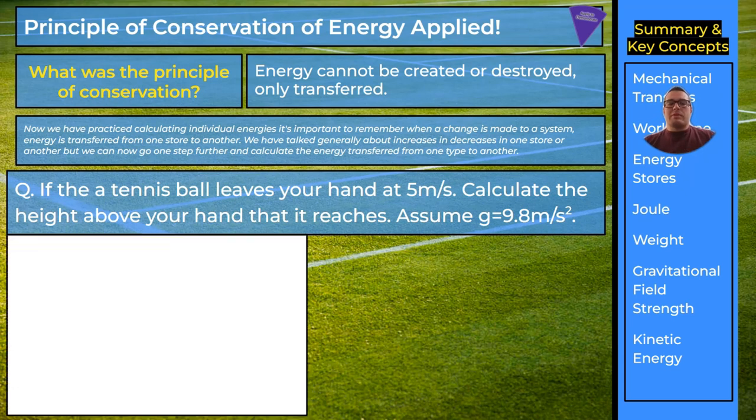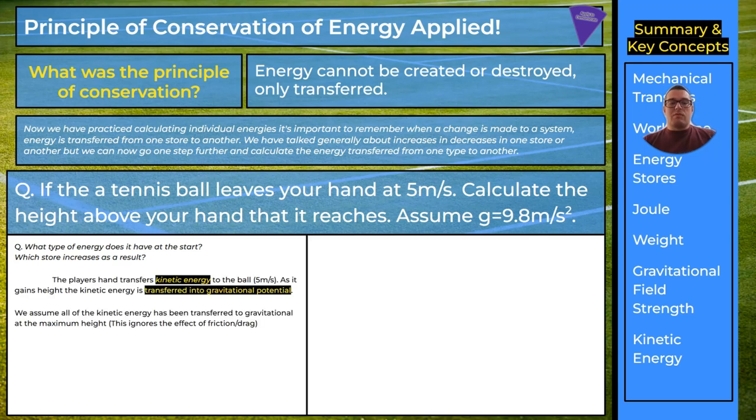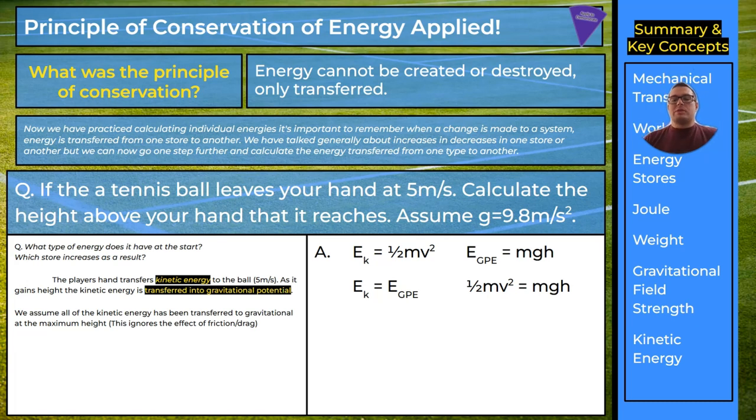Well, we need to think about the energy that it has initially, which is the kinetic energy, and then the energy that it has as a result of height, which is gravitational potential. So that's us understanding the stores that are involved, and obviously we can relate those two stores to the equations as we know them to be, so half mv squared and mgh.